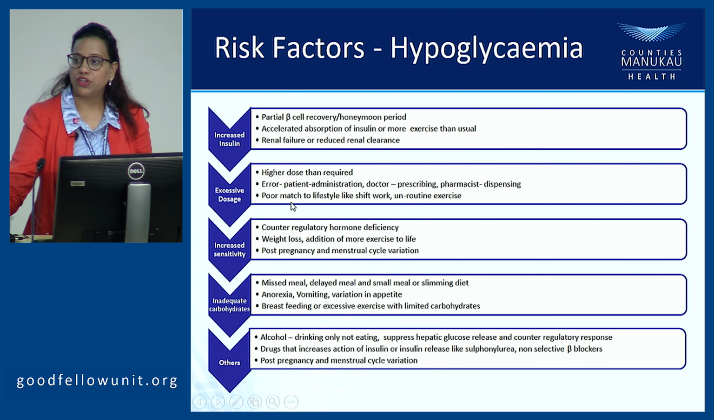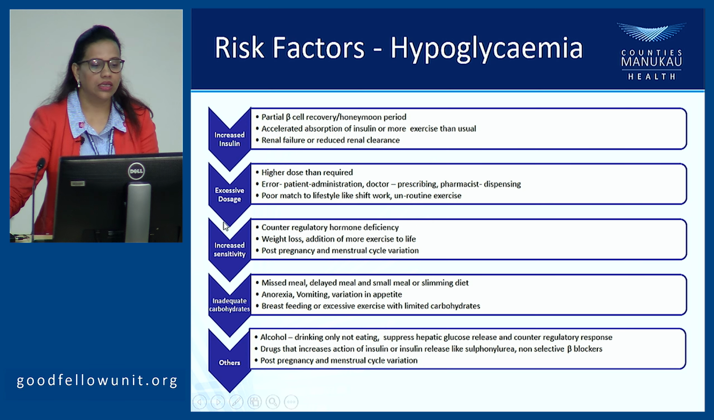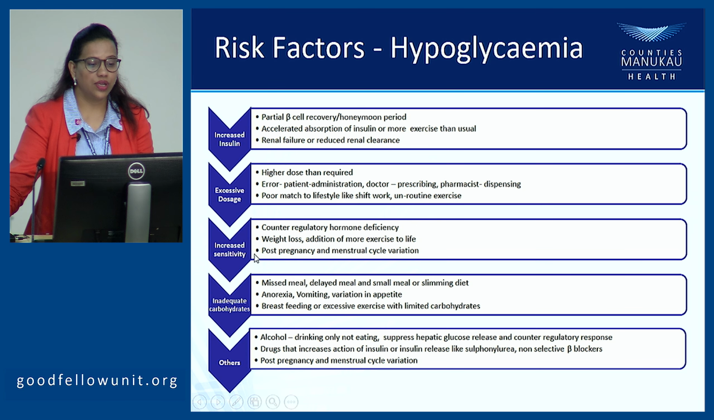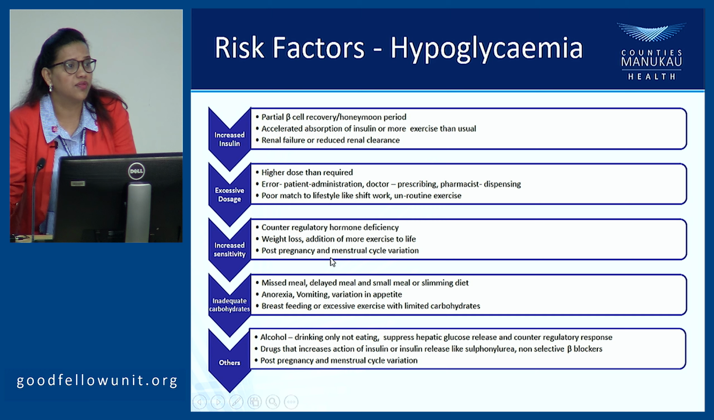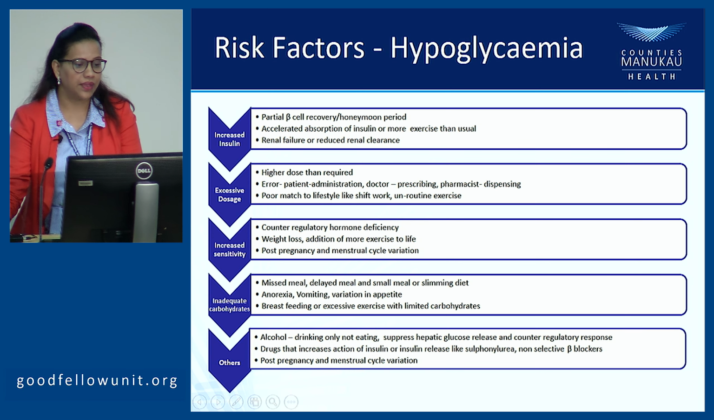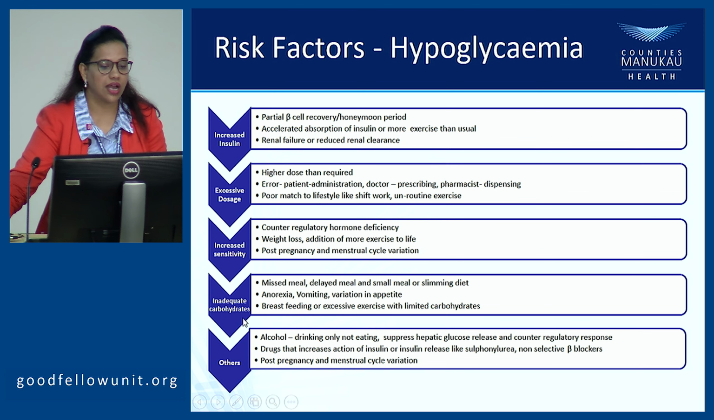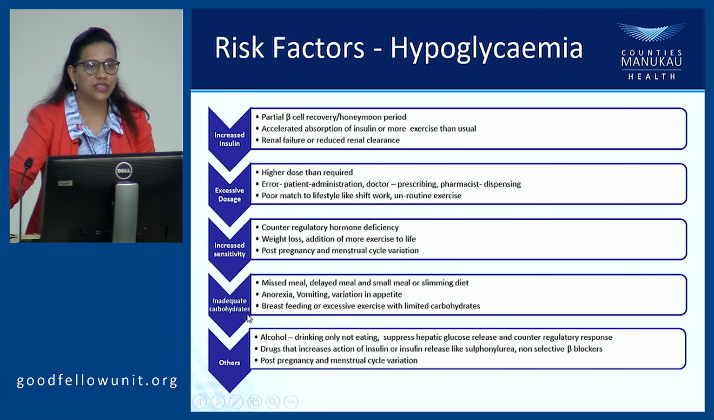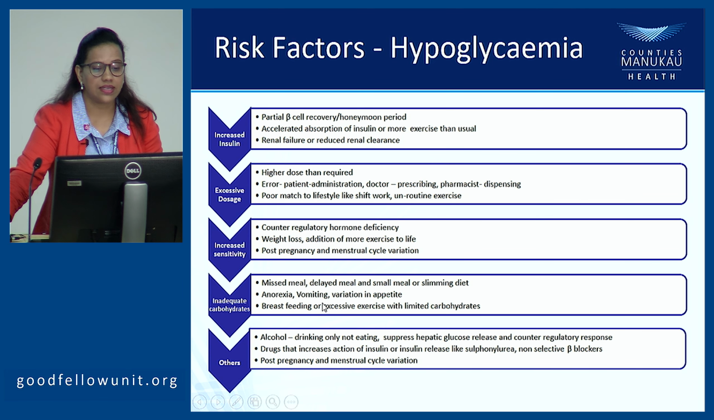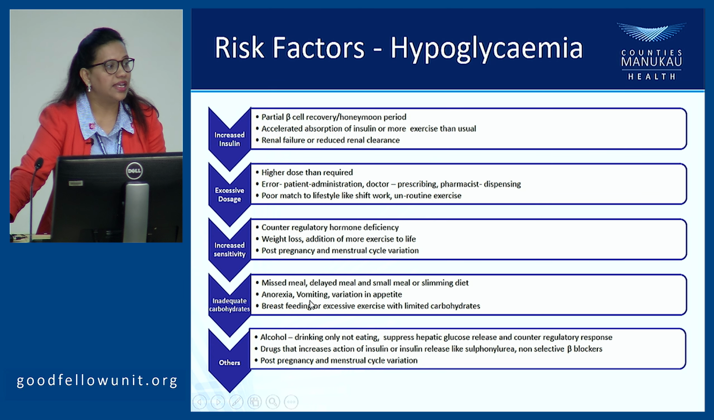It can be a poor match of therapy to lifestyle, like shift work or unroutine exercise again. It can also be associated with increased insulin sensitivity because of counter-regulatory hormone deficiency, or post-pregnancy and menstrual cycle variation. It can also be associated with weight loss, when someone has reduced their weight but the therapy has not been reduced accordingly. It can also be related to inadequate carbohydrates, when the patient has anorexia or is unwell or having vomiting, when the patient has missed a meal or delayed a meal, or has decided to go on some special diets.